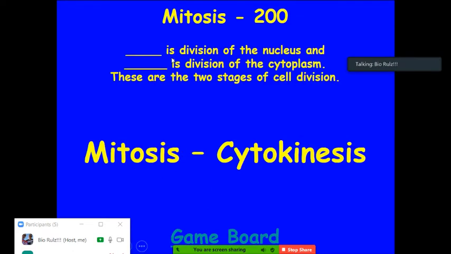Mitosis, division of the nucleus. Cytokinesis is the division of the cytoplasm. And remember, this equates to both mitosis and meiosis. You still have to divide the cytoplasm in meiosis. You just have to do it twice. So it could be mitosis or meiosis in cytokinesis. And remember, mitosis is also referred to as the M phase.